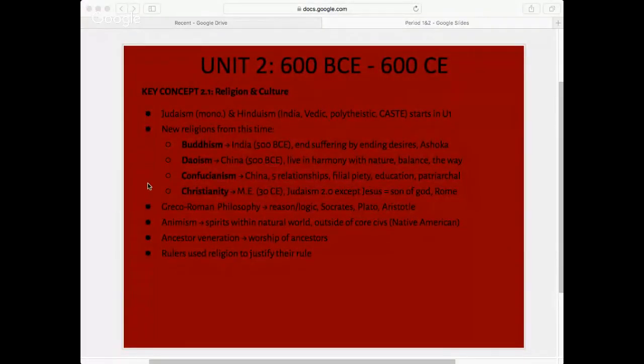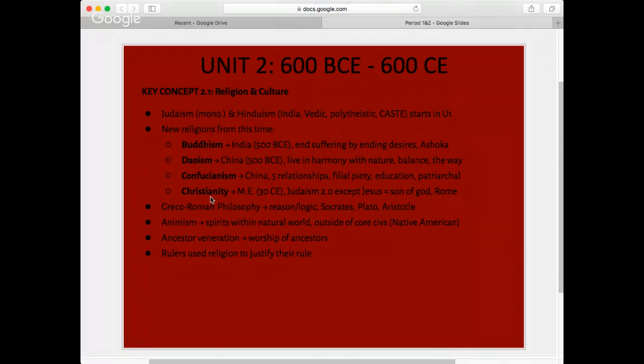Yep. Okay, so these are all the new religions in this time period. So we've got Buddhism is new, starts in India, started by Siddhartha Gautama, wants to end suffering. Ashoka spreads it. Taoism also starts in period 2. It starts in China. Remember, we've got our yin-yang for Taoism, about being in harmony with nature, balance. Confucianism starts in China, focuses on family, honor, very patriarchal, and filial piety like respect to elders.